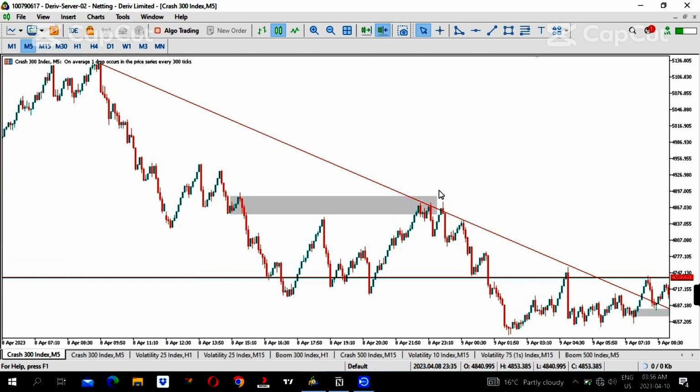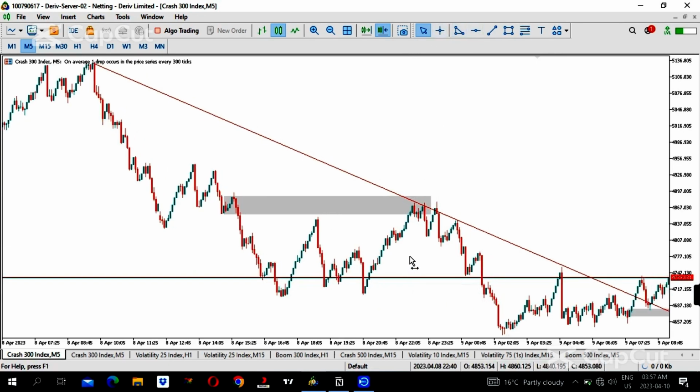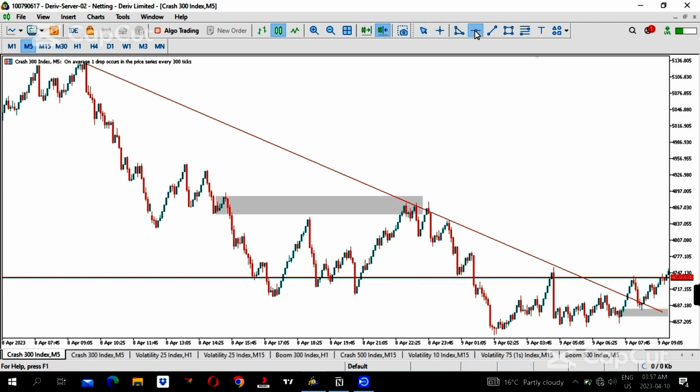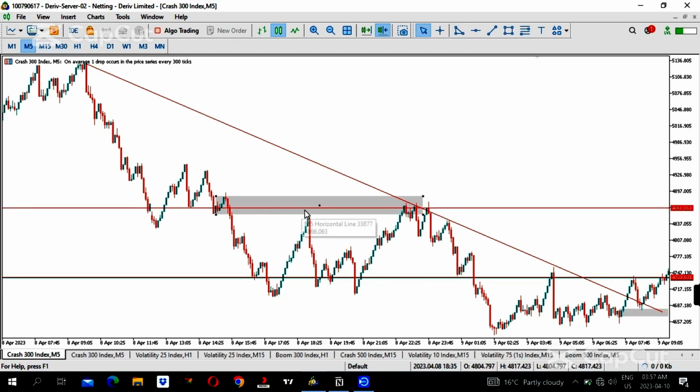So I'm just going to be using these two examples that I've shown you. Right over here, my stop loss is going to be over here. So let me take back this one. Okay, let me put another horizontal line over here where I was showing you guys. So this gray box right over here is my entry point. So my stop loss is going to be over here.